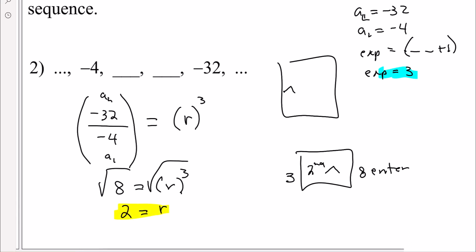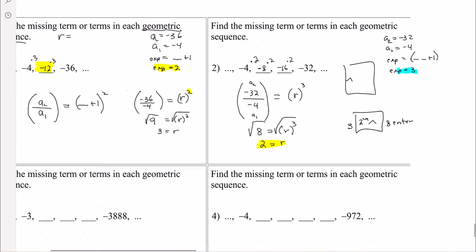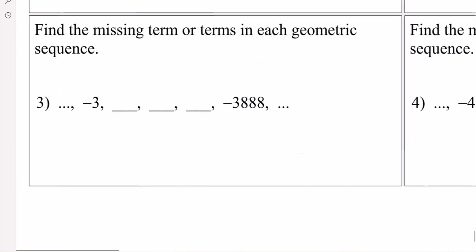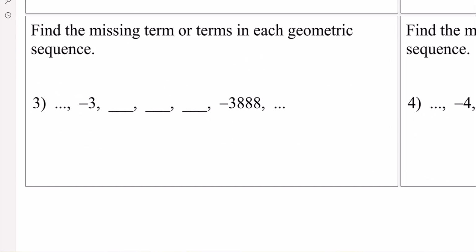So to find our missing terms, we just now multiply. Negative 4 times 2 is negative 8. Negative 8 times 2 is negative 16. Negative 16 times 2 is negative 32. All right, now we're going to have 3 blanks. So the exponent will be 3 blanks plus 1, so it'll be to the fourth power.